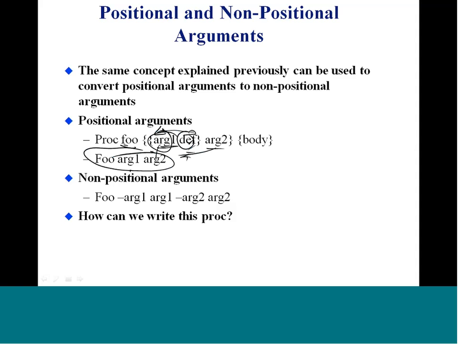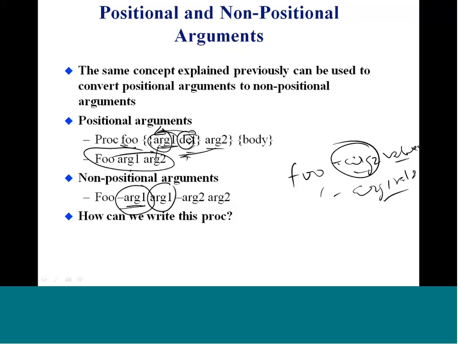Now let's look at the non-positional argument. With non-positional arguments, we can say the same thing in any order. The only thing is we prepend with dash arg 1 and then give the value for arg 1, and dash arg 2 and give the value for arg 2. You can write foo dash arg 2 and some value, and dash arg 1 and value 2. This is also possible because it doesn't matter where you specify these values; since you are prepending with the arg name, it knows exactly what to put in. So how do we write these kinds of procedures? This is one of the curious examples that you will be seeing more and more in real world problems.